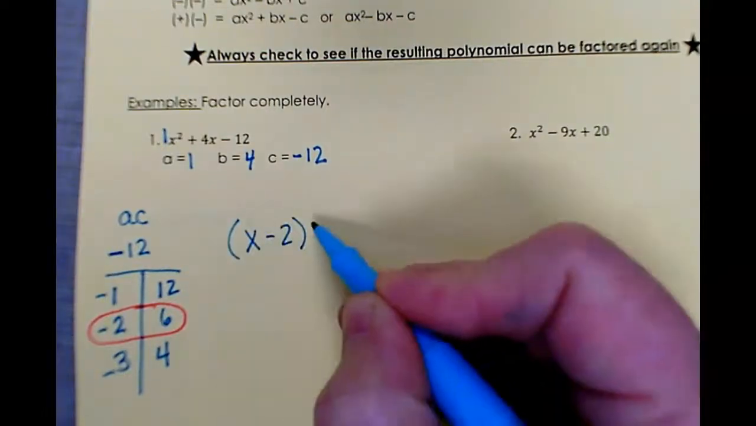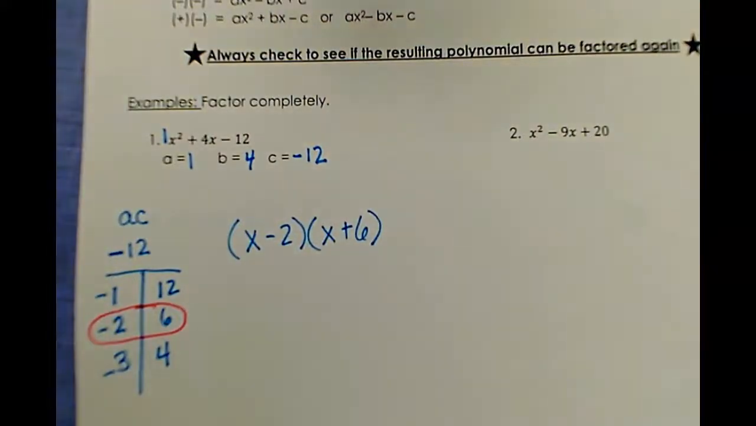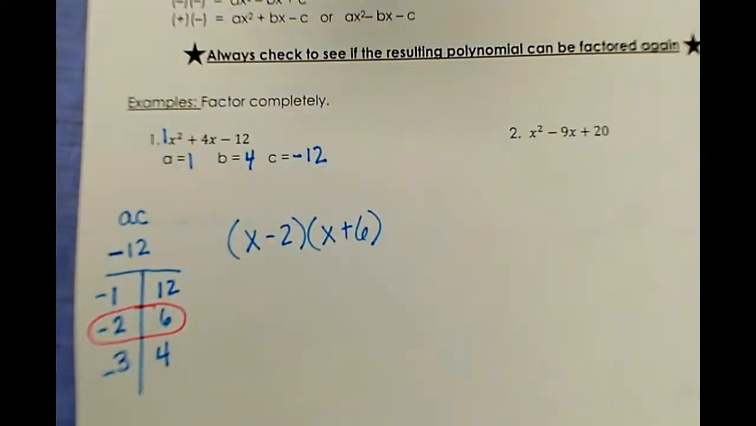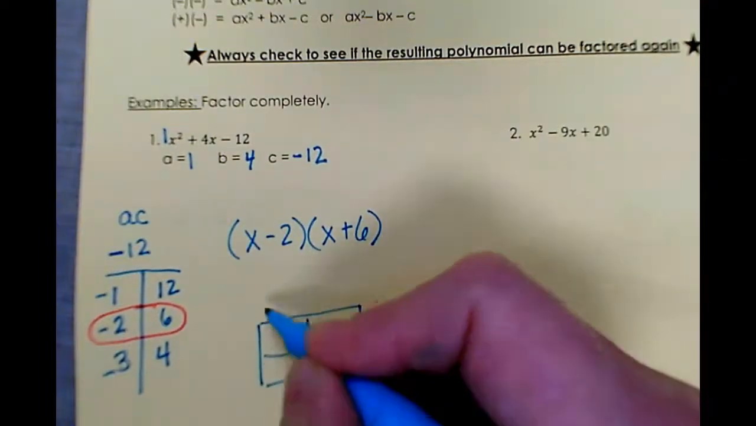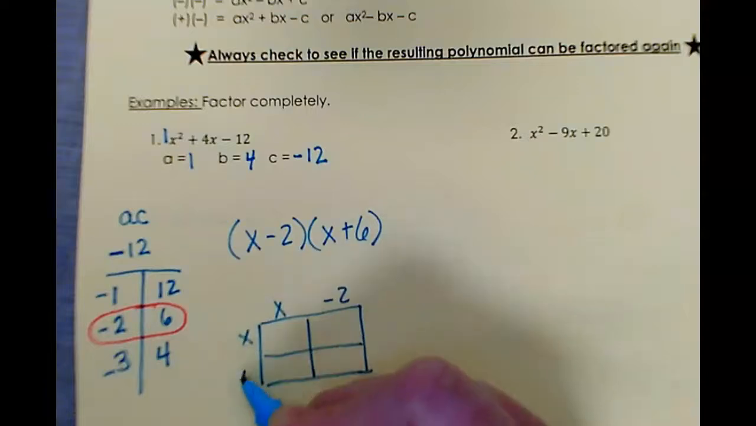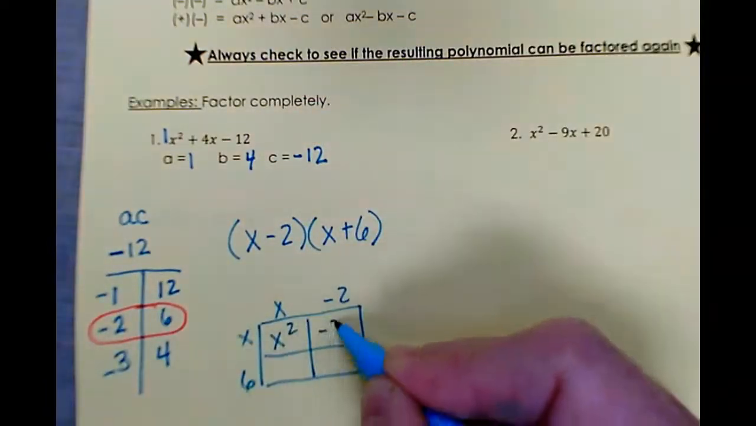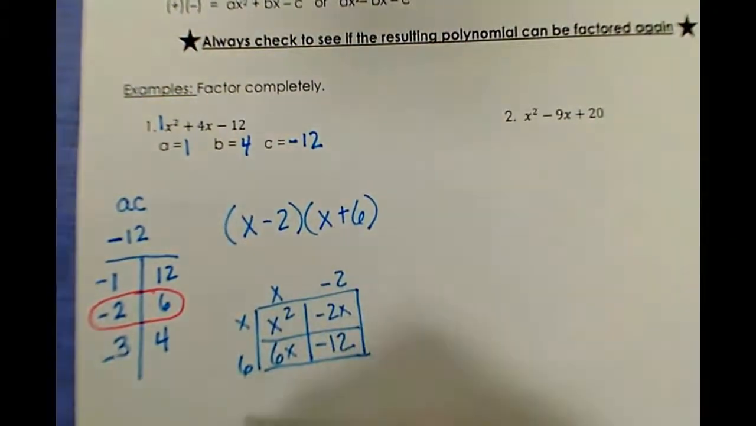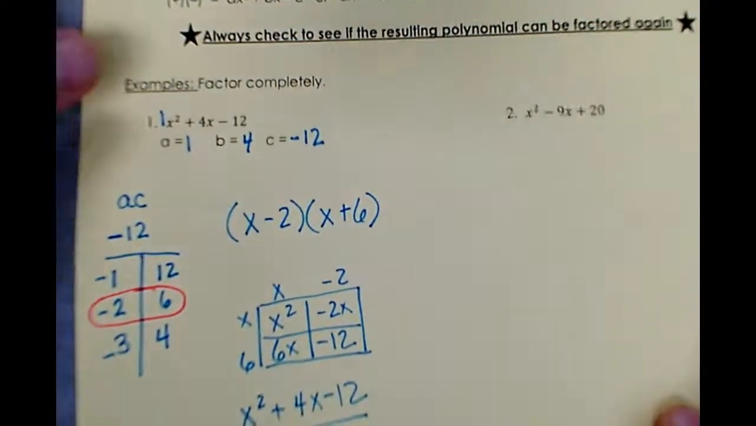x minus 2, x plus 6 is the factored form of this trinomial. What does it mean, it's the factored form? That means that if I multiplied it together, it would equal the one that I started with. As you know, I prefer to use a box problem to do my multiplication and combine like terms. That's what we started with.